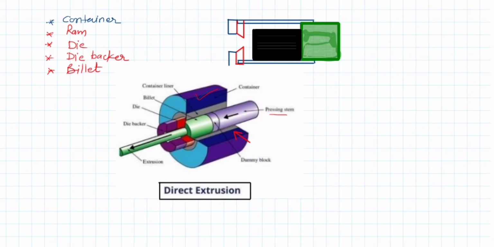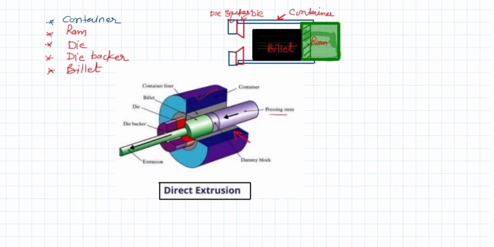So this is the construction of the direct extrusion method. This is the container, this is the ram, this is the initial workpiece material, the billet, this is the die, and this is the die backer. With the ram we can also use a pressing plate, which will be in contact with the workpiece. This area depicts the pressing plate. Okay, so this is the setup.